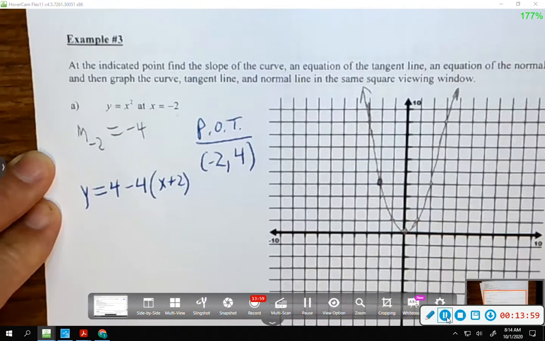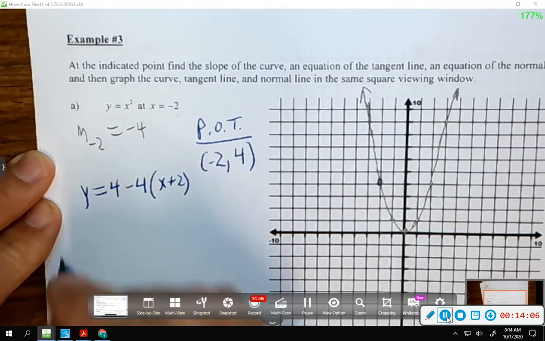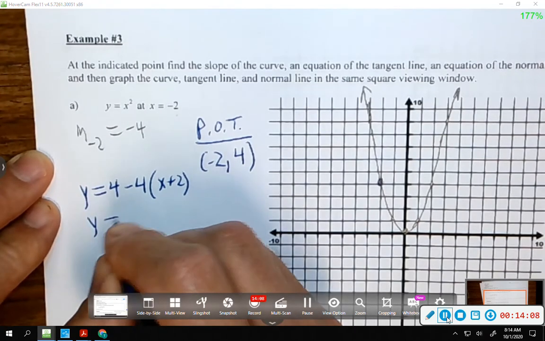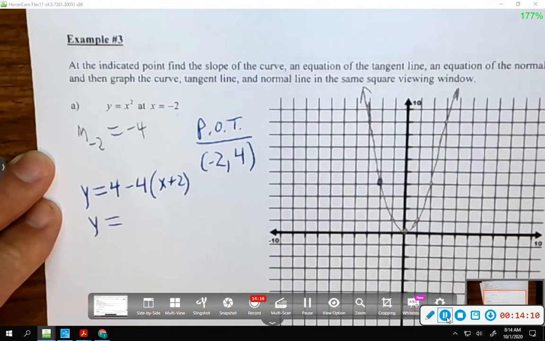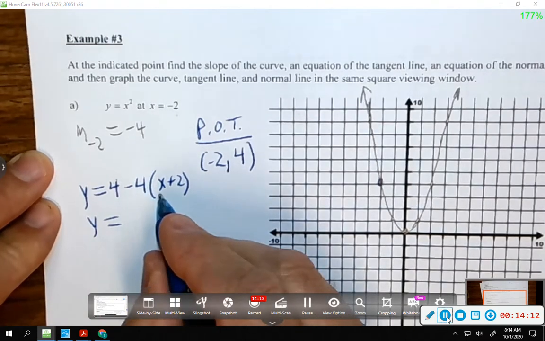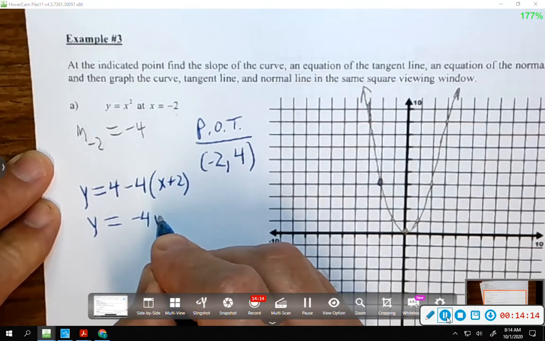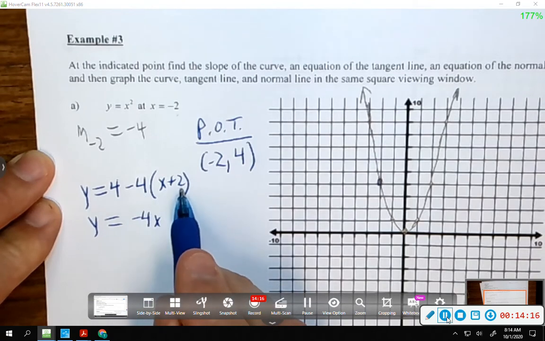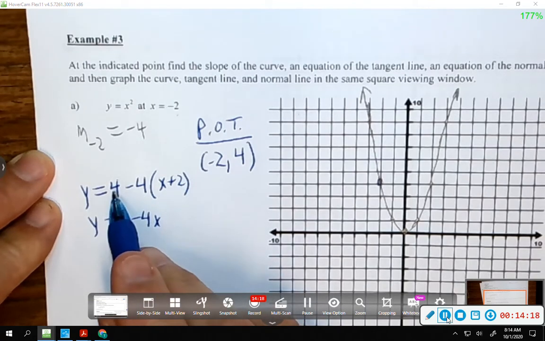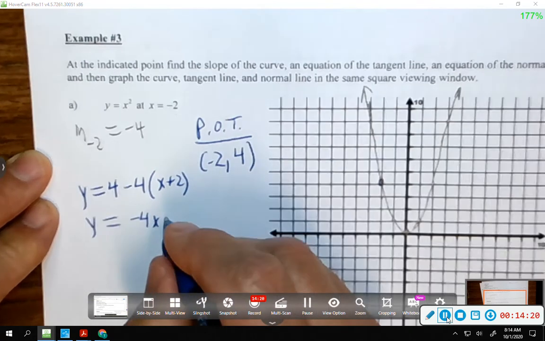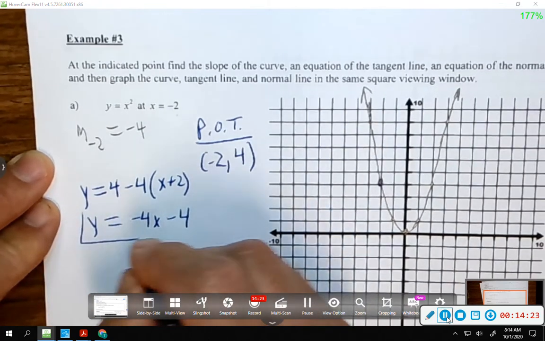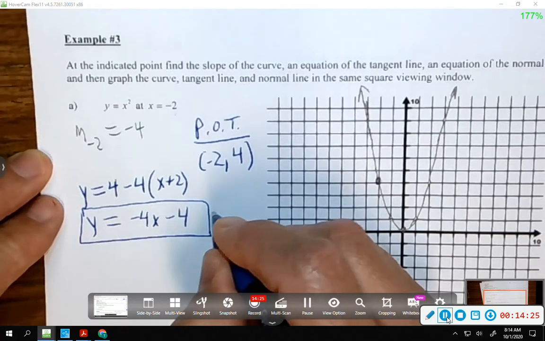If it was a free response question on the AP test, we would leave that. But if we want to graph it, we like it in slope-intercept form. Well, now it's an easy, really one step. Negative 4 times x is negative 4x. Negative 4 times positive 2 is negative 8. Negative 8 plus 4 is a negative 4. That is the equation of the tangent line. This is the tangent line.